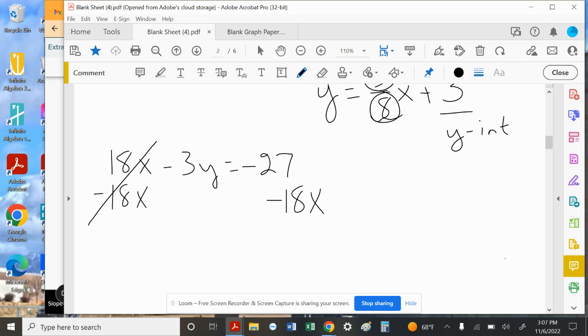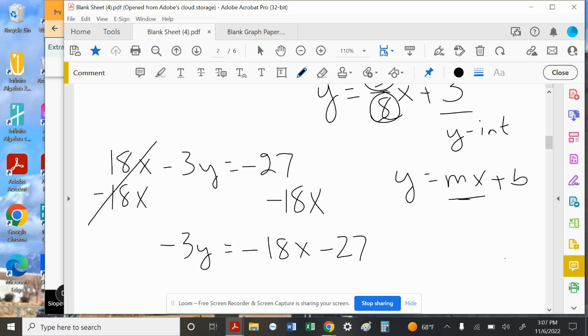And so, of course, those two cancel. So we get negative 3y equals negative 18x minus 27. Now notice, I could have done minus 27 minus 18x. It means the same thing. But remember that the slope-intercept form is y equals mx plus b. So you can see that the x value usually comes first. So it's easier to remember that way for now. If you want to write it the other way, I will not consider it wrong.